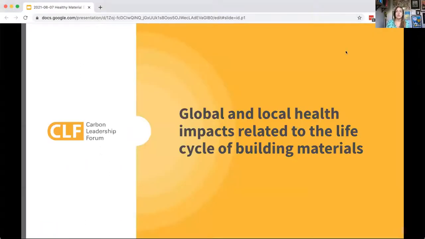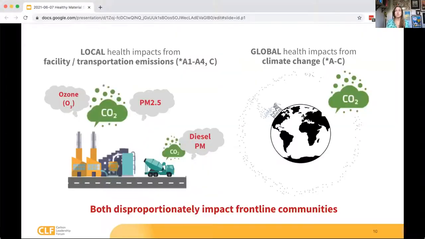So switching gears to talk about the health impacts related to the life cycle of building materials. There are two kinds that I'll talk about. So first is the sort of local health impacts. So these are particularly related to facility and transportation emissions. And in addition to CO2, I've added some of the other ones here. So ozone and particulate matter and diesel emissions. And then on the right, there the global health impacts from climate change.